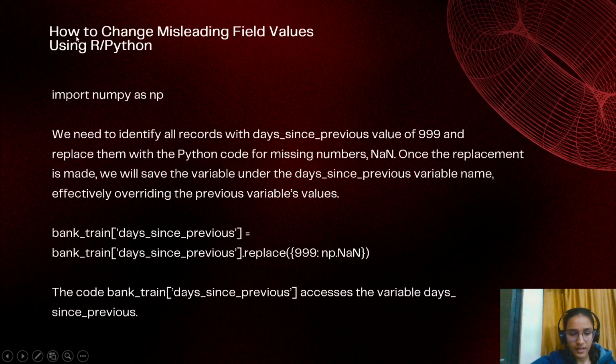The next task is how to find and change misleading field values using Python. For this, we will be using the NumPy package. We need to identify all records with days_since_previous value of 9999 and replace them with the Python code for missing numbers, NaN. Once the replacement is made, we will save the variable under the days_since_previous variable name, effectively overriding the previous variable's values. This is how we will be doing the following task using the replace function.